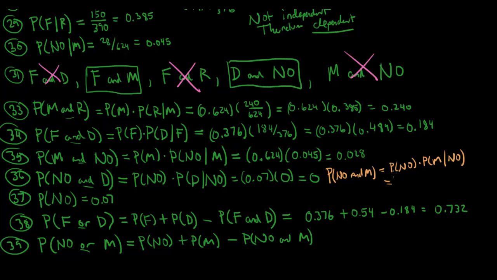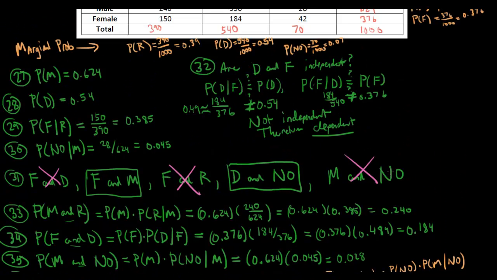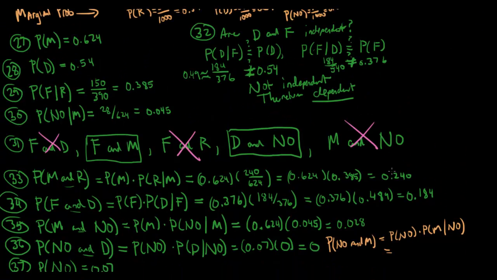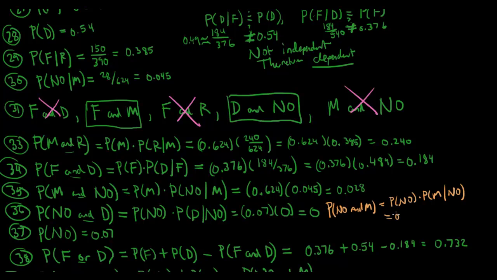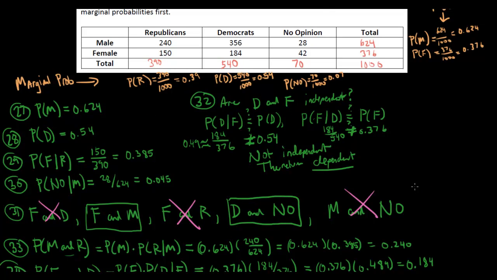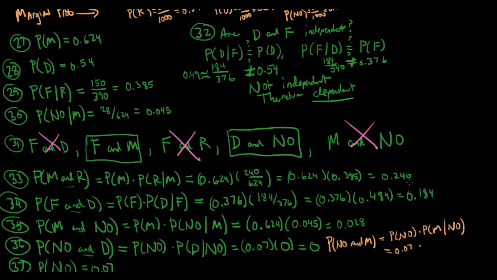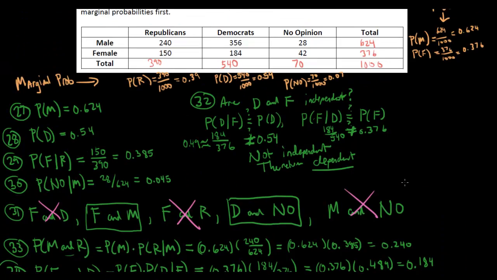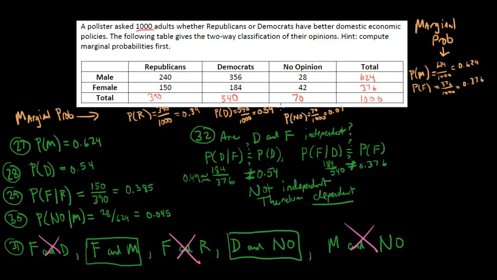Okay, so what's the probability of no opinion? Let's go back up here. No opinion is 0.07. What's the probability of male given no opinion? Male given no opinion, I don't see it. So assuming they have no opinion, what's the probability of being male?